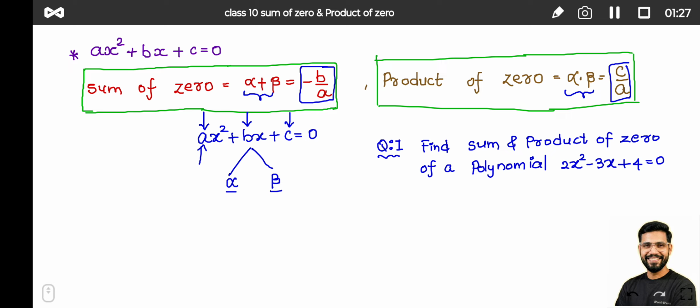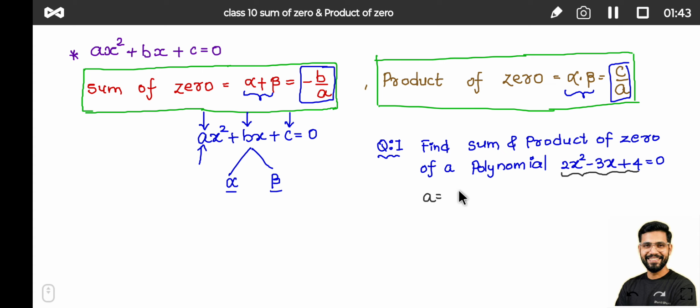Let's look at one question based on the sum of zeros and product of zeros, a direct question on how to find them. The question is: find the sum and product of zeros of the polynomial 2x square minus 3x plus 4 is equal to 0. We have to find the sum of zeros and product of zeros. So let's identify the values of a, b, c first.